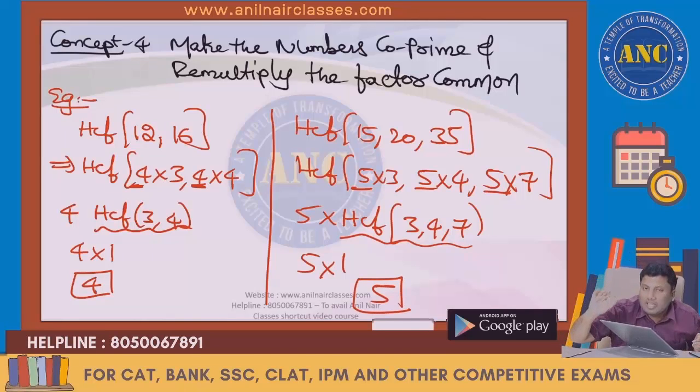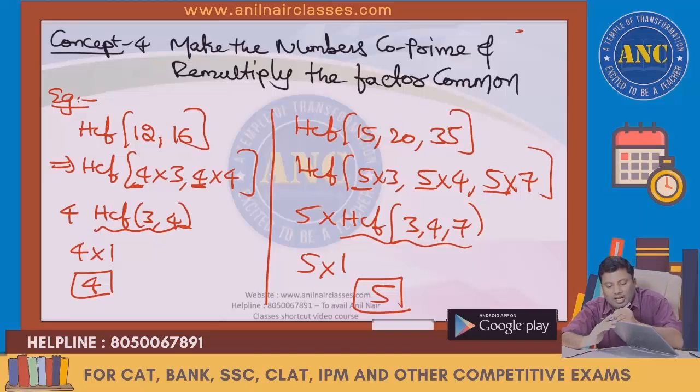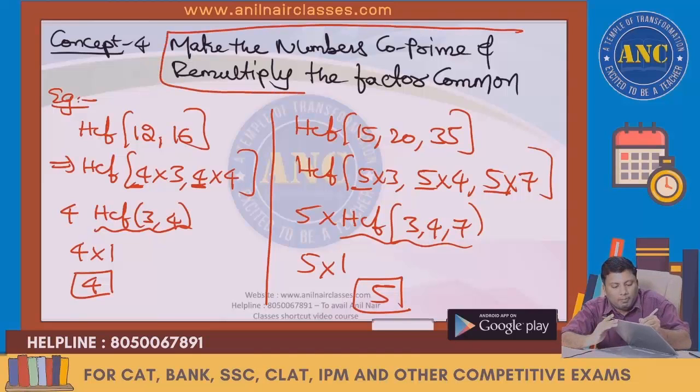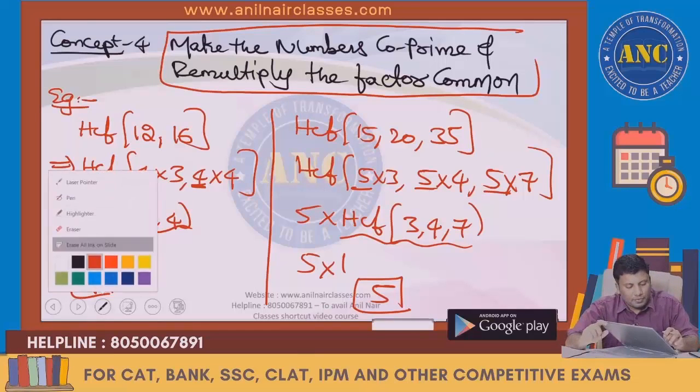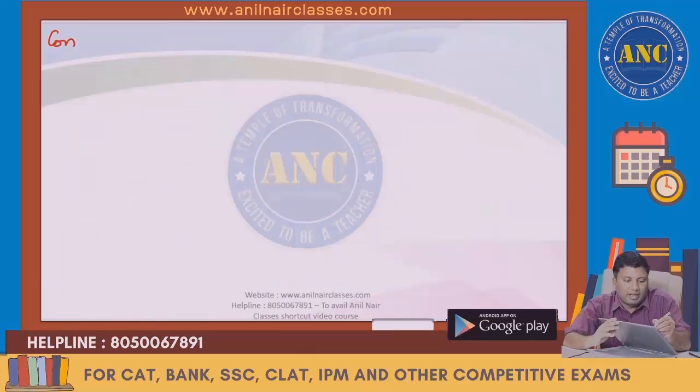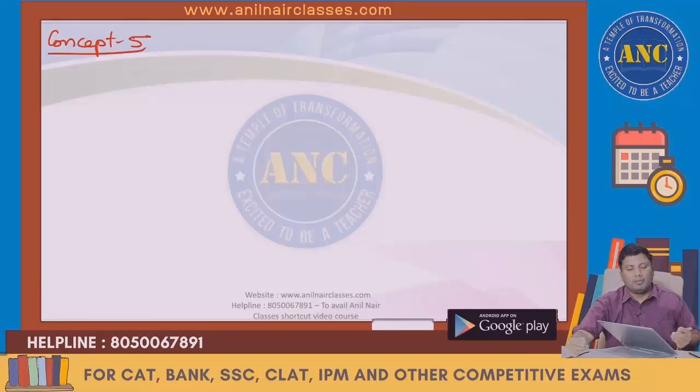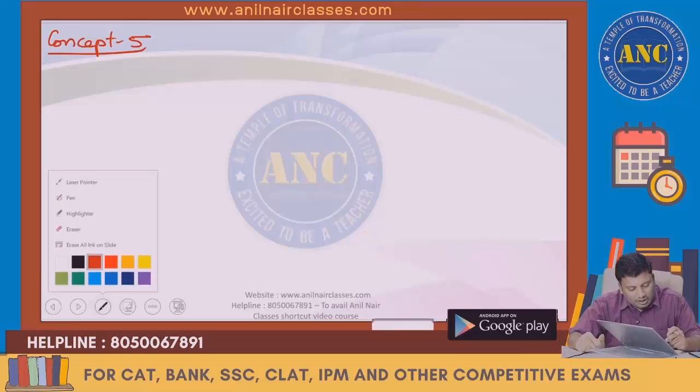If the numbers are not co-prime to each other, make them co-prime by taking the factor common and re-multiplying at the end. I hope the idea is clear. Concept number 5. Every concept I am going to use in multiple problems.